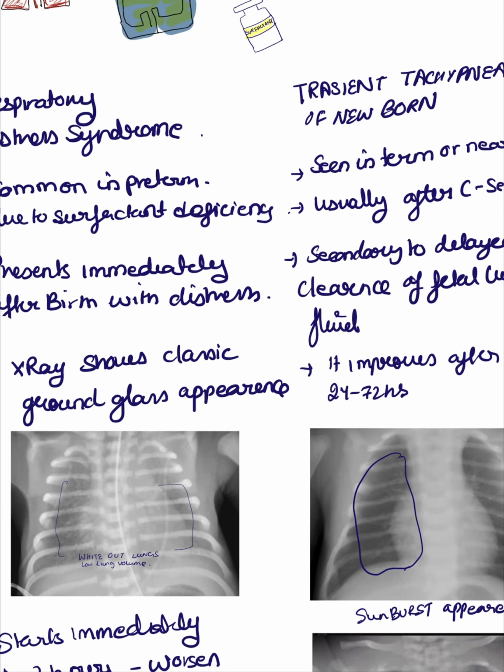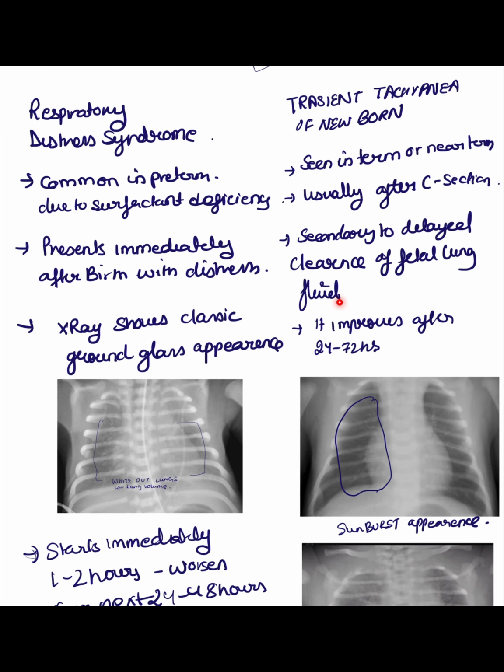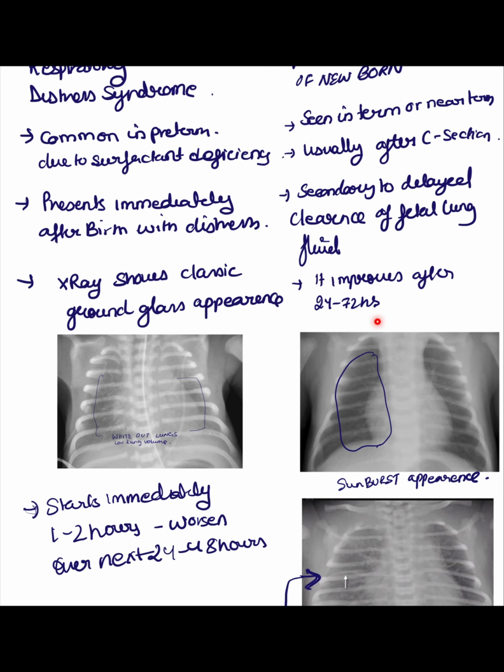Whereas transient tachypnea of newborn is seen in term or near term, not preterm like RDS. It is seen after C-section. It is basically secondary to delayed clearance of fetal lung fluid. Whatever fluid was there in the lung in fetal life, if that persists, then the baby will have some distress, and that is transient tachypnea. It is transient because it is for some time. It will eventually clear out. That's why it's called transient tachypnea, and it improves after 24 to 72 hours.